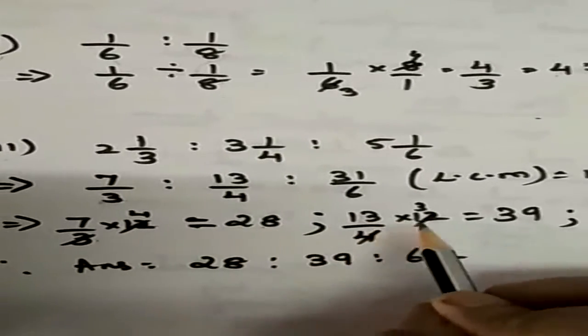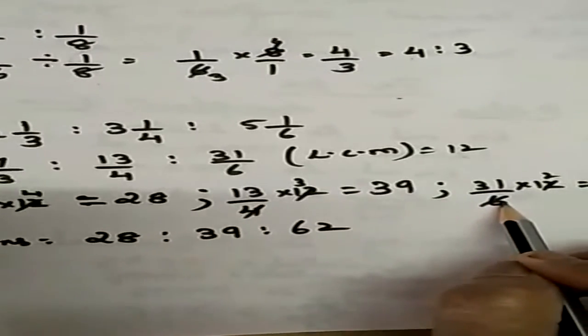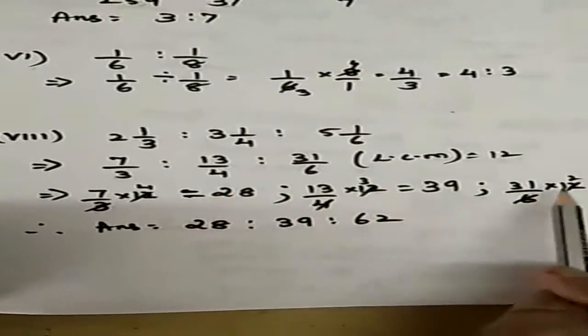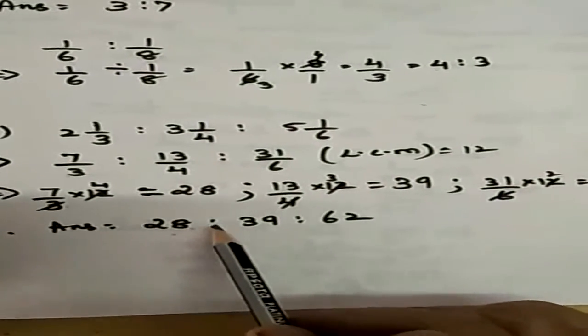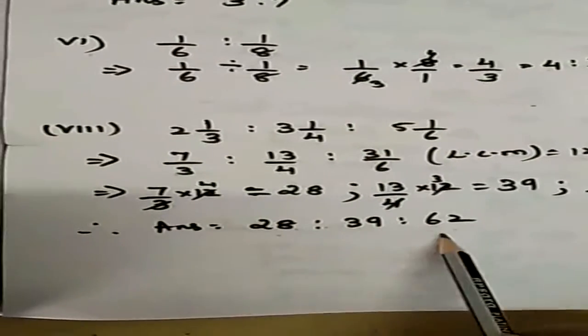13 by 4 into LCM, write the answer. 31 by 6 into LCM, write the answer. So you have got the answer. Now this answer, write it in the ratio form. 28 is to 39 is to 62. So now you have got the answer in the ratio form.